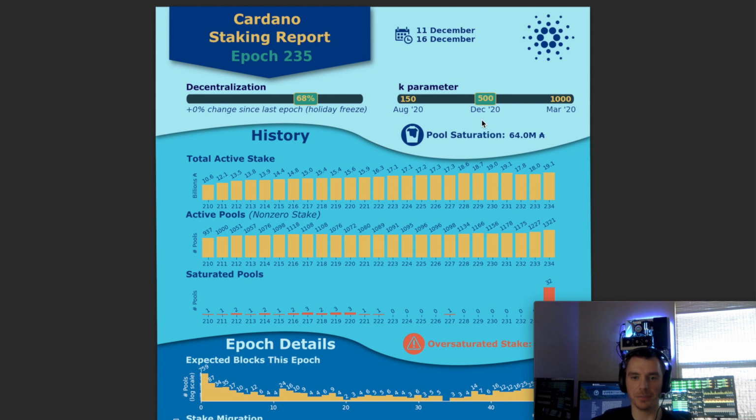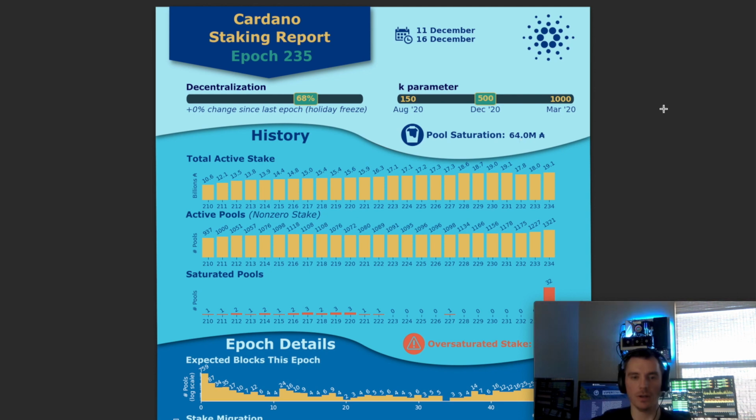So the saturation point is calculated based on the total ADA supply, which is currently about 32 billion, divided by the K value. So if we divide 32 billion by 500, we get 64 million. That is the current saturation point. So if you are currently staked in a pool with more than 64 million ADA, you should look for a different pool.